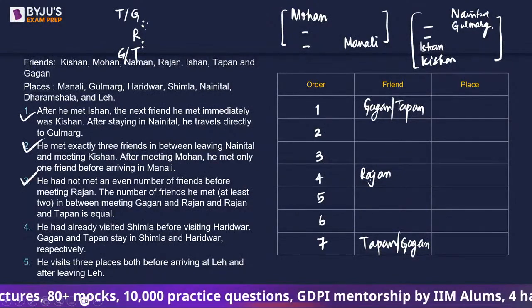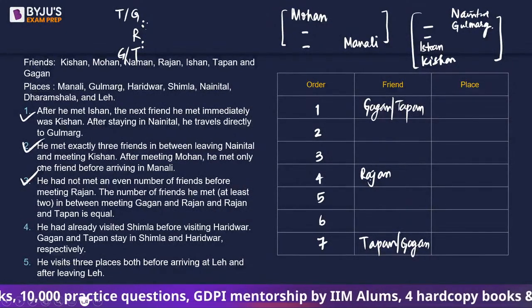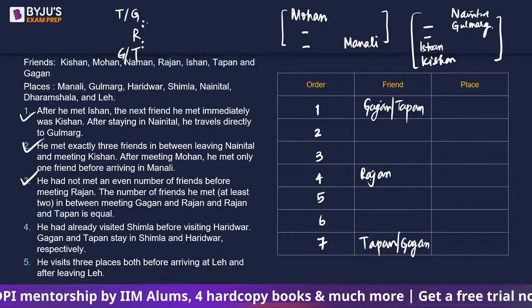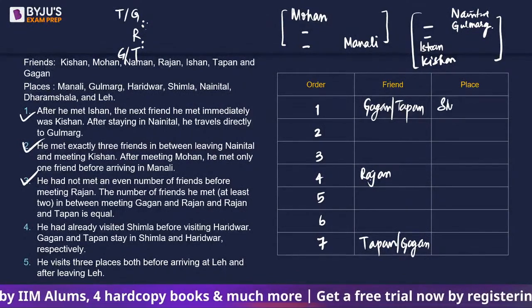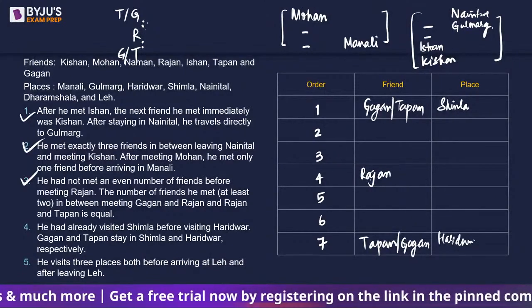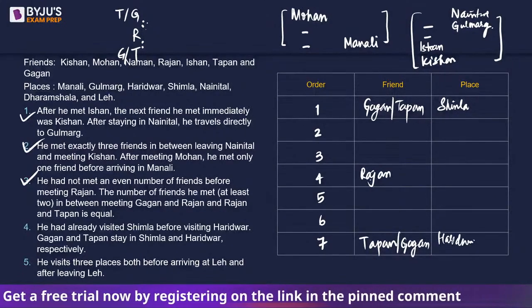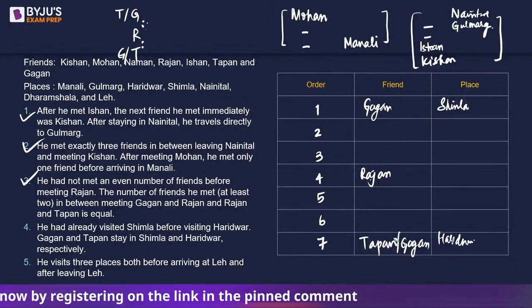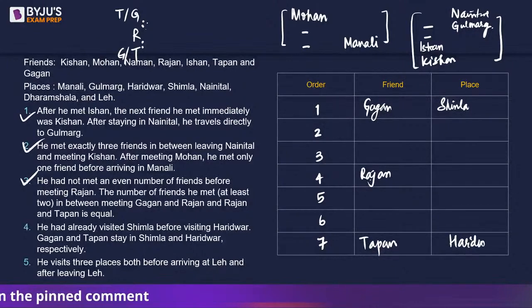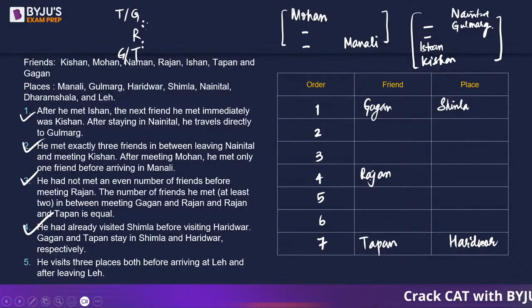He had already visited Shimla before visiting Haridwar. Gagan and Tapan stay in Shimla and Haridwar respectively. So if I take the first one as Gagan, he stays in Shimla and Tapan will stay in Haridwar, and it says he had already visited Shimla before visiting Haridwar. So that tells us that it has to be Gagan and this one has to be Tapan. So the second, third and fourth statements tell us the exact places where Gagan, Rajan, Tapan are.